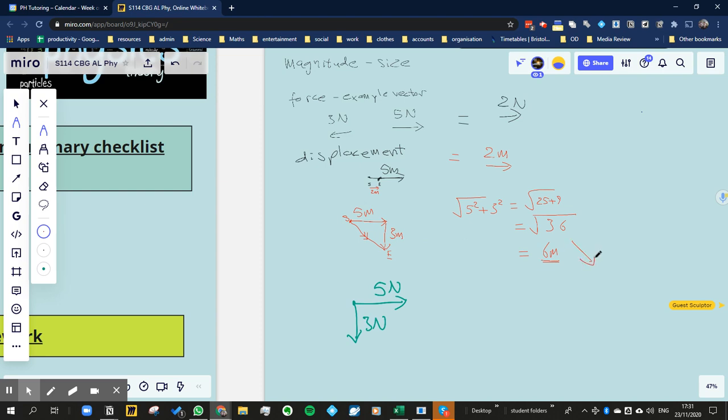We'll talk about how to calculate the direction in a moment. But to work out the magnitude of the force, it's going to be the same as it was before. We'd use exactly the same sum, and it'd be the square root of 25 plus 9, which is equal to 6. Obviously, this time it's newtons. Okay? So that's adding vectors. Does that make sense?